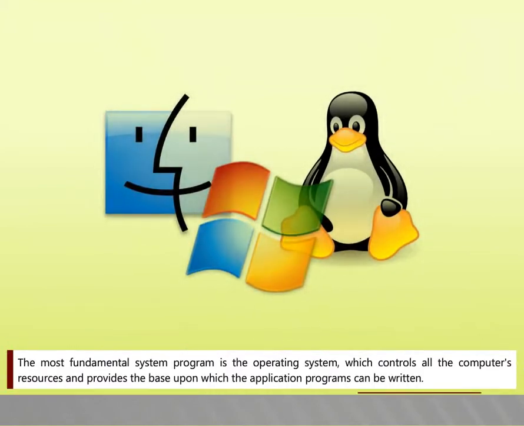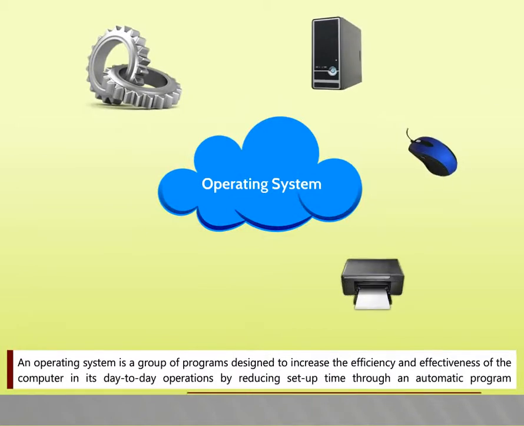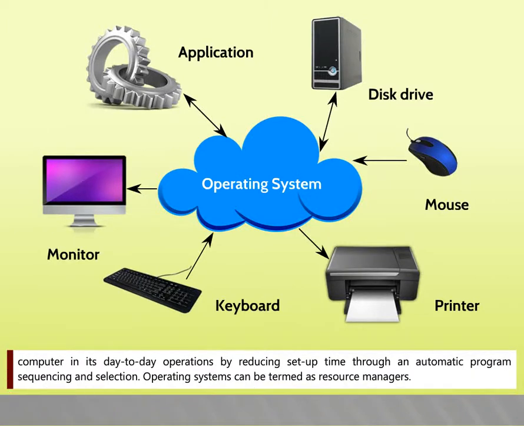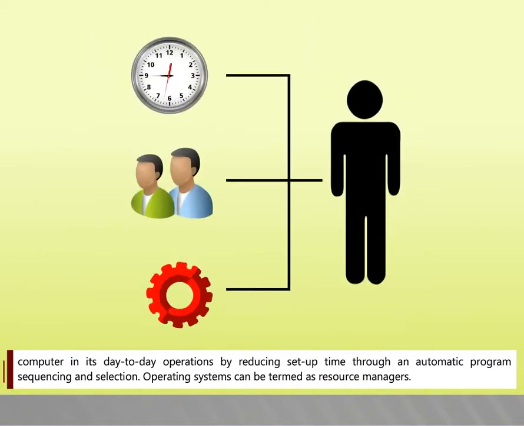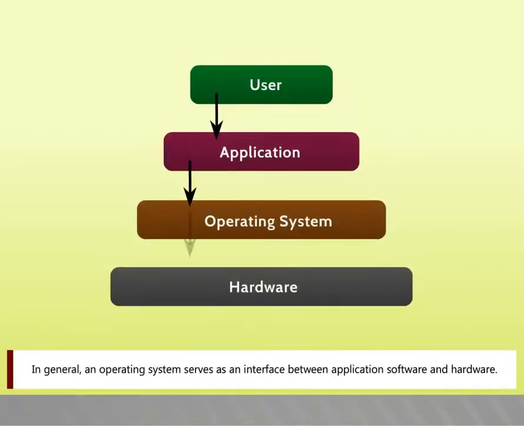The most fundamental system program is the operating system, which controls all the computer's resources and provides the base upon which the application programs can be written. An operating system is a group of programs designed to increase the efficiency and effectiveness of the computer in its day-to-day operations by reducing setup time through automatic program sequencing and selection. Operating systems can be termed as resource managers. In general, an operating system serves as an interface between application software and hardware.